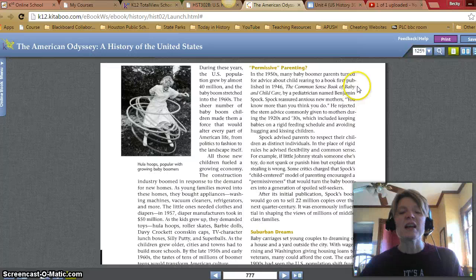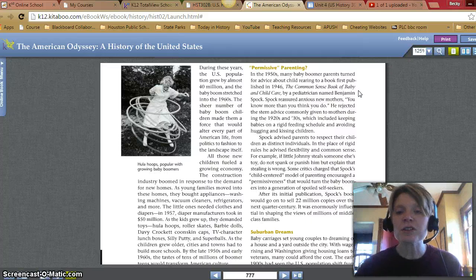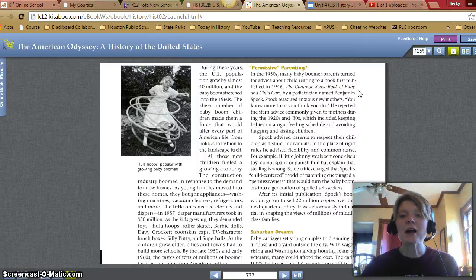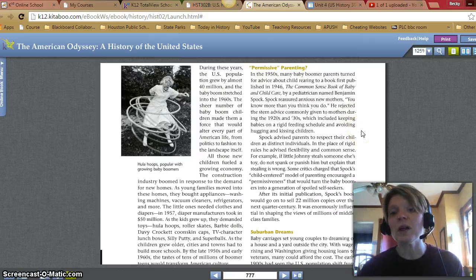Permissive parenting? In the 1950s, many baby boomer parents turned for advice about child rearing to a book first published in 1946, The Common Sense Book of Baby and Child Care, by a pediatrician named Benjamin Spock. Spock reassured anxious new mothers, "You know more than you think you do." He rejected the stern advice commonly given to mothers during the 20s and 30s, which included keeping babies on a rigid feeding schedule and avoiding hugging and kissing children.